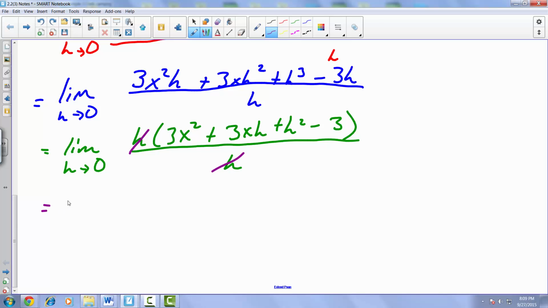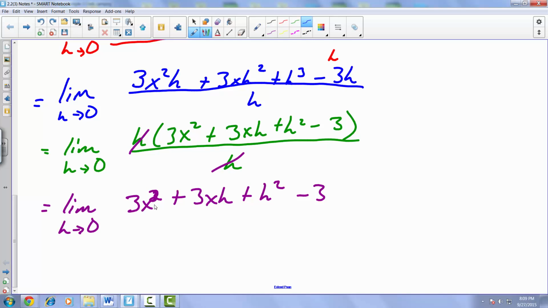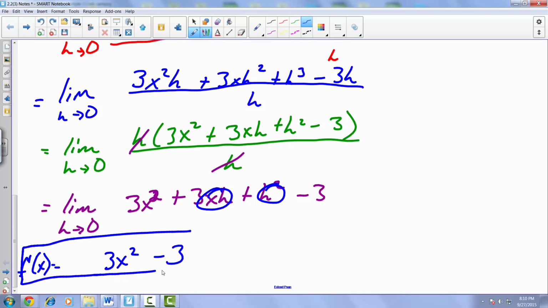And now we can go ahead and use our direct evaluation with what we're left with. So we still have this 3x squared plus 3xh plus h squared minus 3. Kind of the nice thing is pretty much anything that has an h is just going to come out to be 0. So this is going to be 0, this is going to be 0. So we end up then with 3x squared minus 3. And again, that would be our derivative of this function. So again, that is the warm-up from our 2.2 number 3 set of notes.